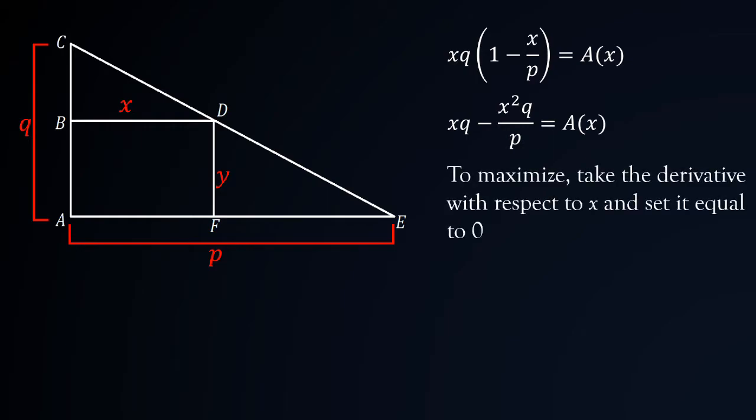According to calculus, to maximize any function, we take the derivative with respect to x and set it equal to 0. This gives us q minus 2x times the quantity q over p is equal to 0, and solving this gives us x equals p over 2.